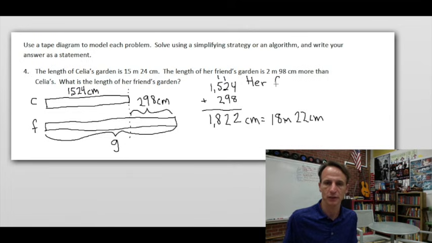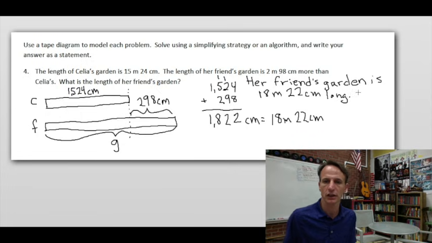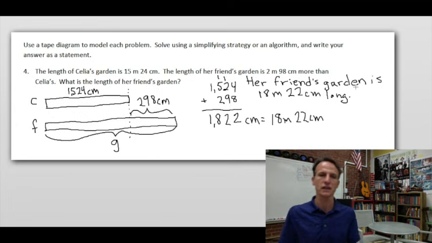So her friend's garden, we have to do our statement now, actually answer the question, which is what is the length of her friend's garden? And note the spelling of friend. Her friend's garden is 18 meters, 22 centimeters long. It's a song about a garden and a friend. Let's rock on, friends, number 5.